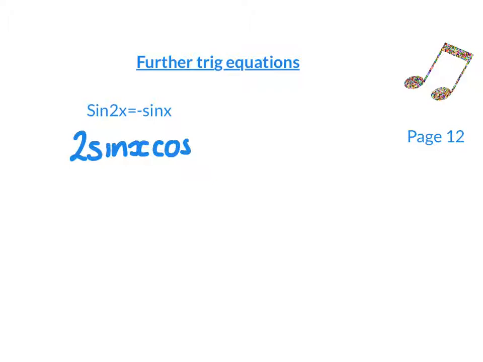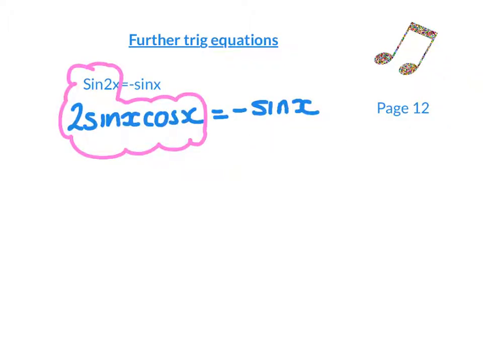And the rest of the equation, I'm just writing it as it is. So it's equal to negative sin x. So I've just rewritten the equation, but I've substituted sin 2x with 2 sin x cos x.